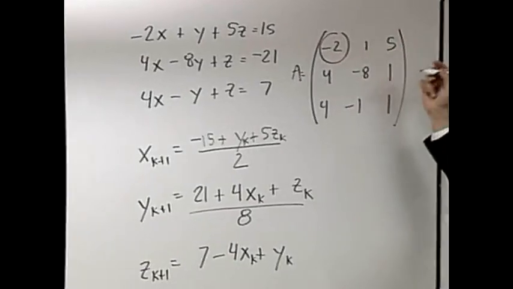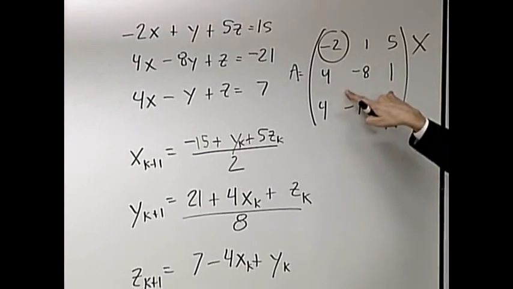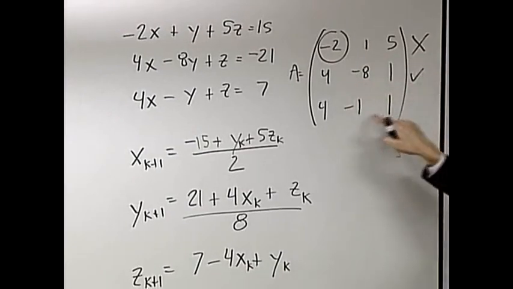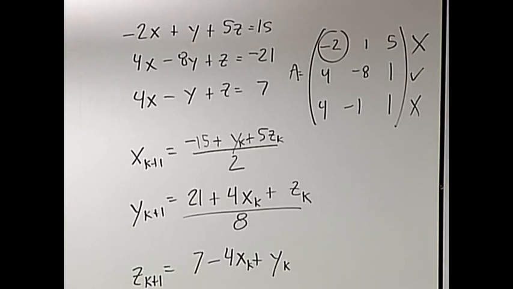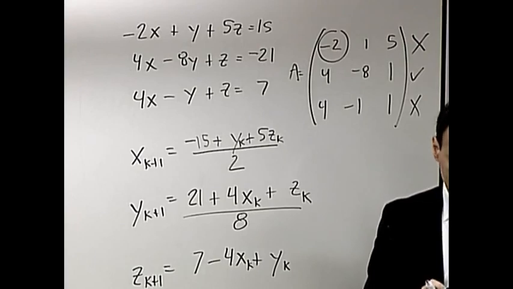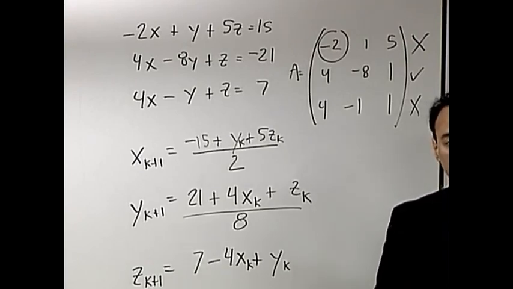So we can go row by row. Is 2 bigger than 6? Nope. 8 is bigger than 5. 1 is not bigger than 5. So I fail in 2 of the rows. All I need to do is fail in 1. Okay? And then it's over. So this is why one worked, one didn't. So if you have a strictly diagonal dominant matrix, this is a way to solve the problem.